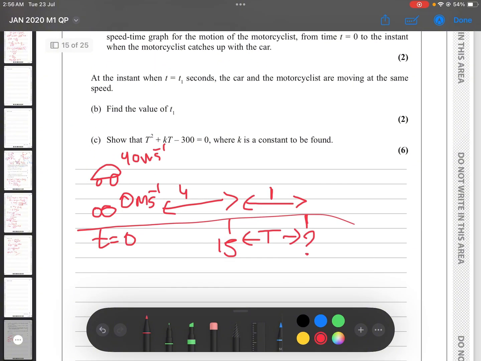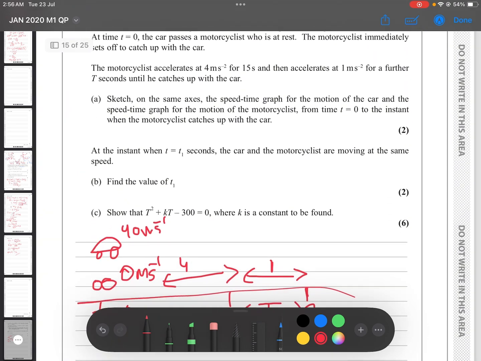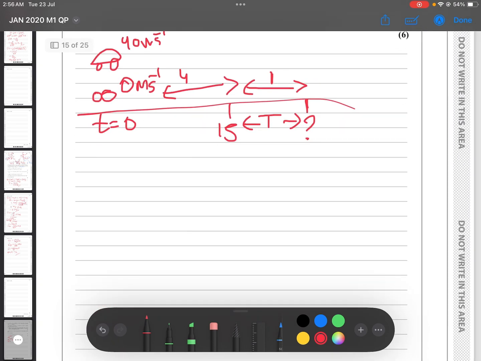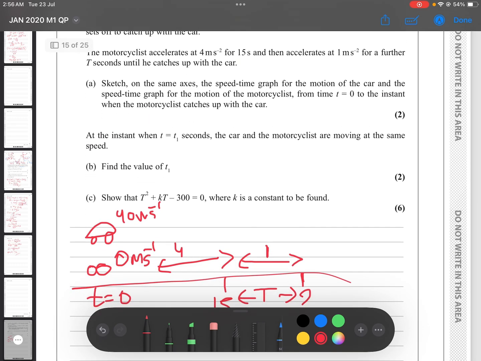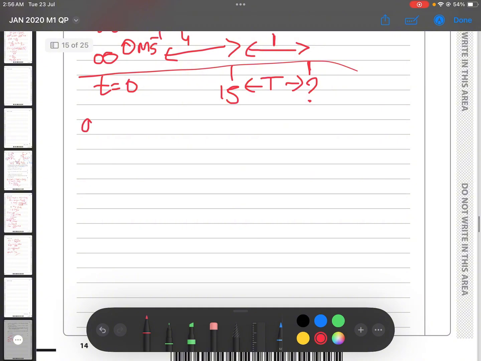Now sketching it out. So 40 meters per second for the car, it's just a constant. They say to draw a speed-time graph, right? So let's sketch it out. Part A is something like this. This is speed, this is time, and for the car it's a constant speed at 40 meters per second. We'll consider this 40.